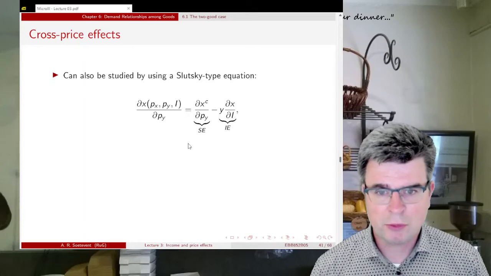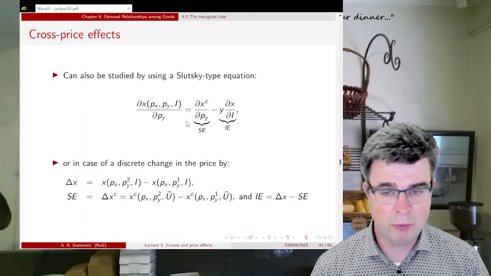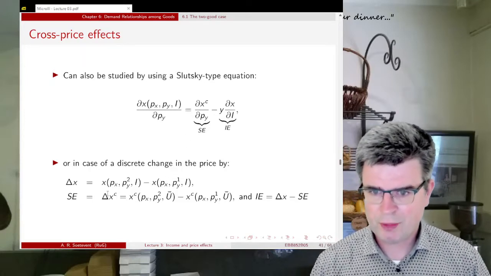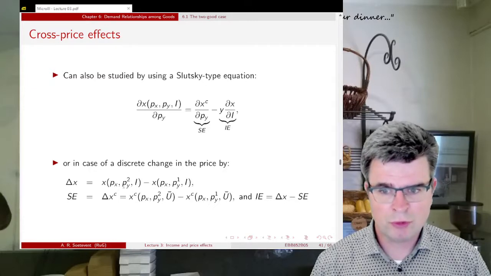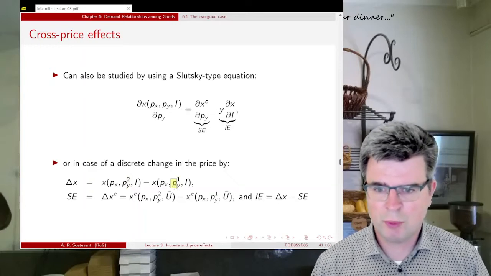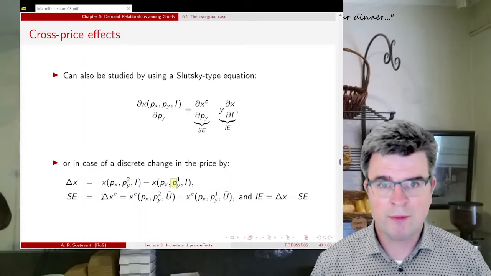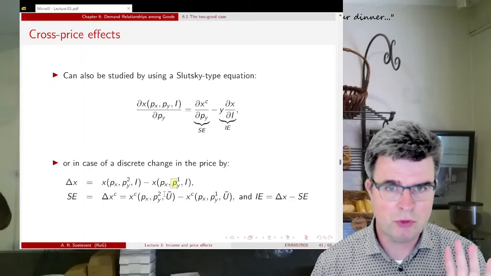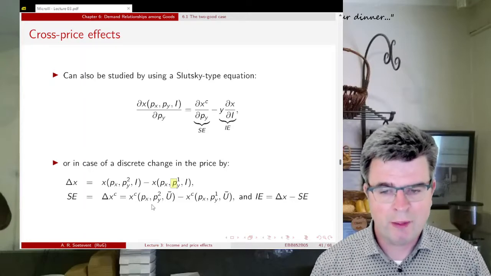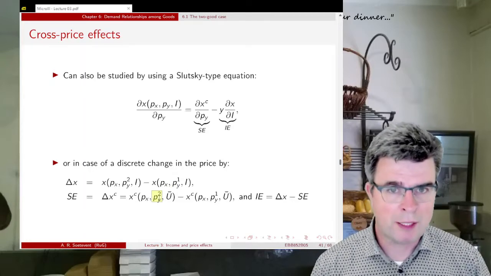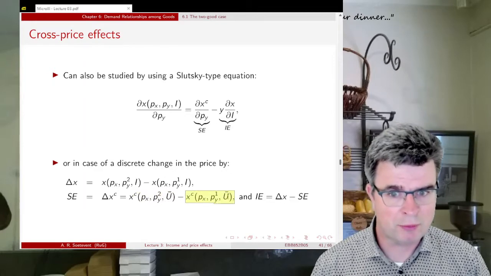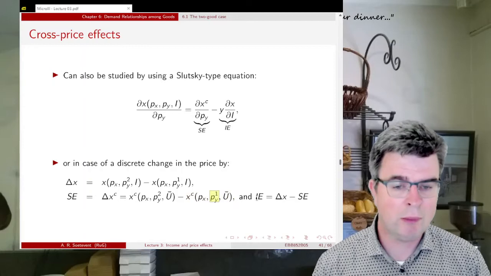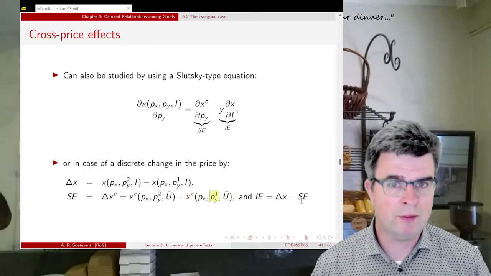And this expression is quite similar to before. And also, if we don't take these very small changes but discrete changes, then the total effect is the change in the uncompensated demand curve. So we just plug in the new price of good Y minus the uncompensated demand given the old price of good Y. That's the total effect. And for the substitution effect, again, we turn to the compensated demand curves because we want to tie the individual to the old indifference curve. And we just plug in the new price of good Y. Then we get the compensated demand, and we subtract the compensated demand given the old price of good Y. And then the income effect is just the difference between the total effect and the substitution effect.